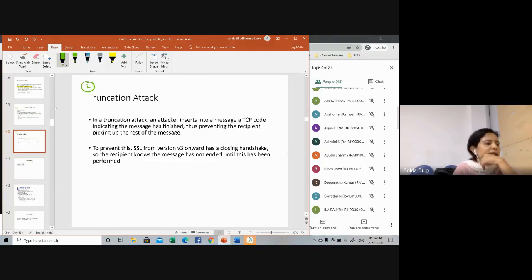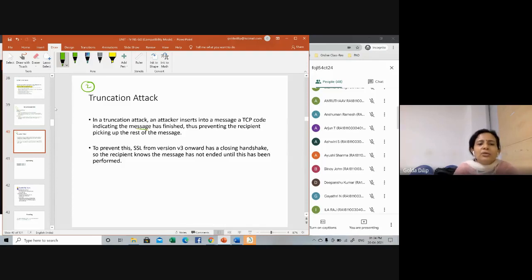So in a truncation attack, the attacker inserts into a message a TCP code indicating the message has finished, thus preventing the recipient from picking up the rest of the message. So that is the message finish being put in.